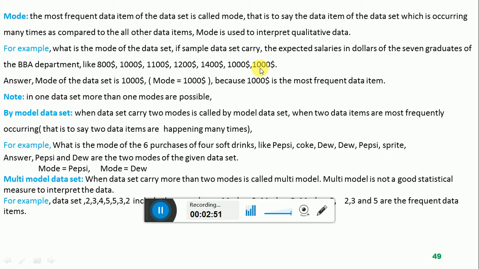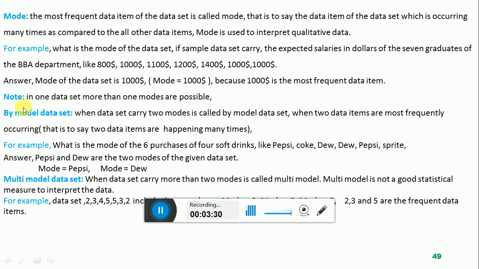So $1,000 is the most frequent data item, and we can say that the mode of this data set is $1,000, because we defined that the most frequent data item of the given data set is called the mode of the data set. So let me answer this example. Mode of the data set is $1,000. That is to say, mode is equal to $1,000 because $1,000 is the most frequent data item of the given data set. Note: in one data set, more than one mode is possible.